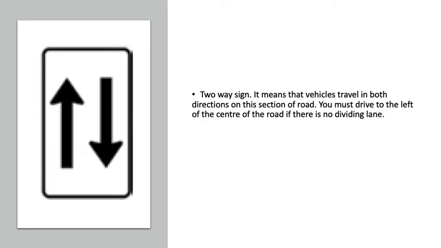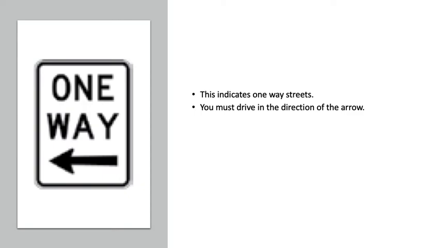This is a two-way sign. It means that vehicles travel in both directions on this section of road. You must drive to the left of the centre of the road if there is no dividing line. This indicates one-way streets. You must drive in the direction of the arrow.